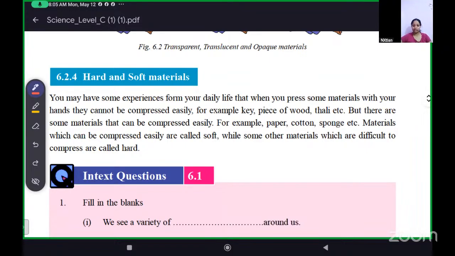For example, some materials can be compressed easily if we just compress them with our fingers. Some materials are very hard, they cannot be compressed easily. So, those materials which cannot be compressed easily, like a key, piece of wood, steel, metal, and all, are hard materials. But those which can be compressed easily, like paper, cotton, sponge, etc., are soft materials.